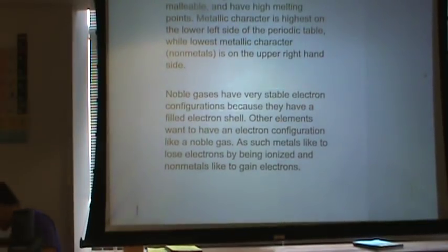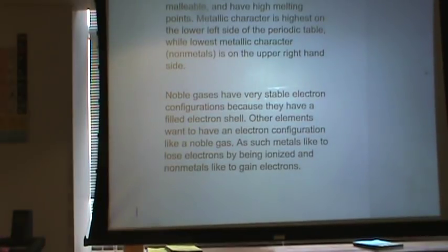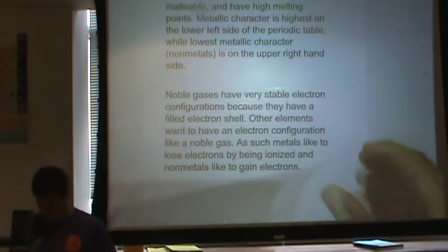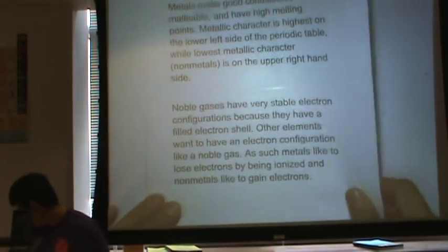So we're going to talk about an example for a metal. I should leave this on so that they can write it down. They can just pause it.